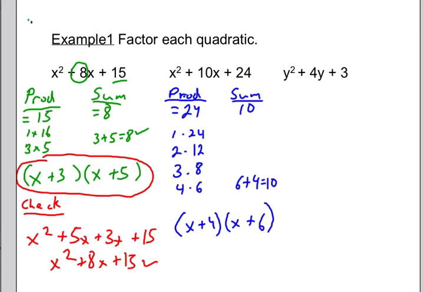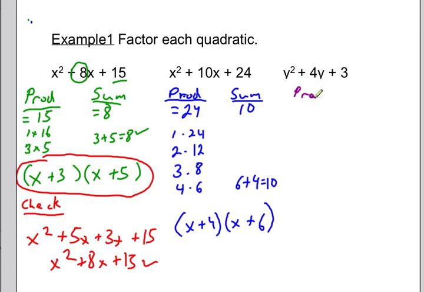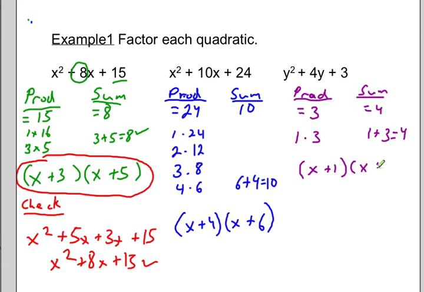Okay, and the next one. In the next one, we have y squared plus 4y plus 3. So we need to get a product of 3 and a sum of 4. Two numbers that multiply to give you 3: there's only one possibility, 1 times 3, and 1 plus 3 does equal 4, so those are our numbers. You're going to have y plus 1 times y plus 3 as your answer.